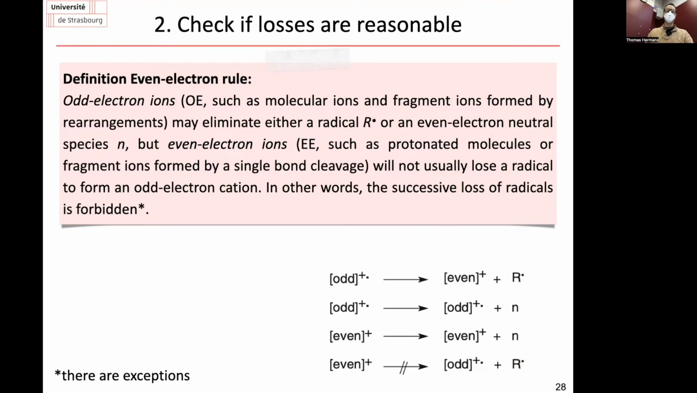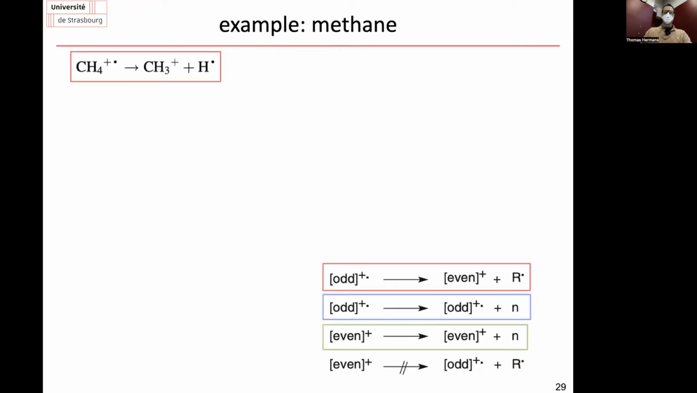Okay, we'll get to examples. There we go, methane again. If we look at methane, this is the molecular ion. It's an odd number ion, right? And I create an even number ion plus a radical. So this is allowed. That's this one.